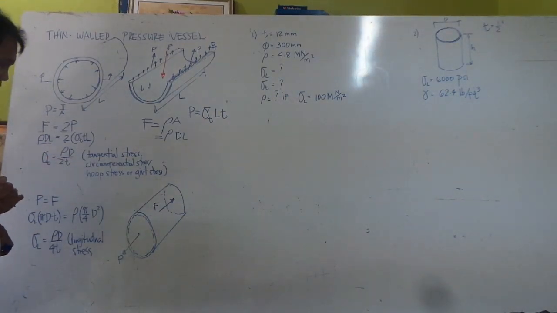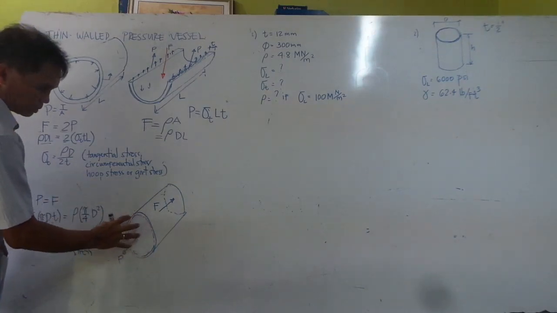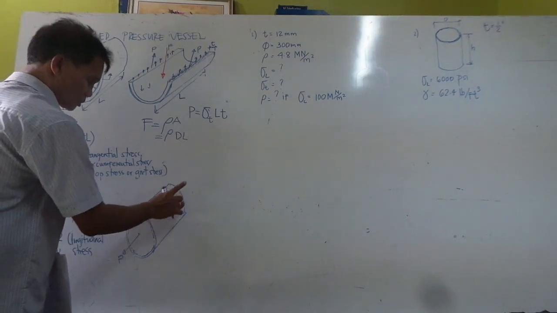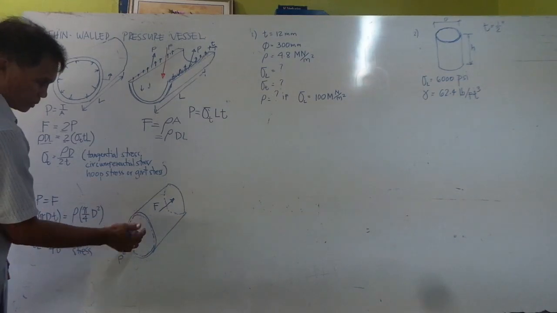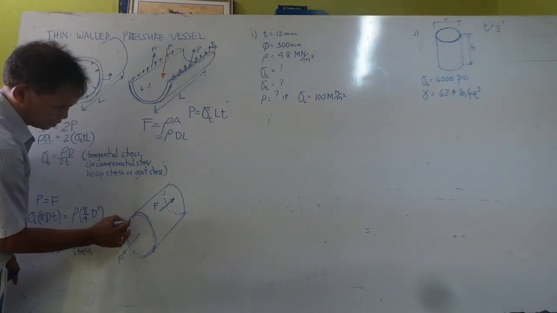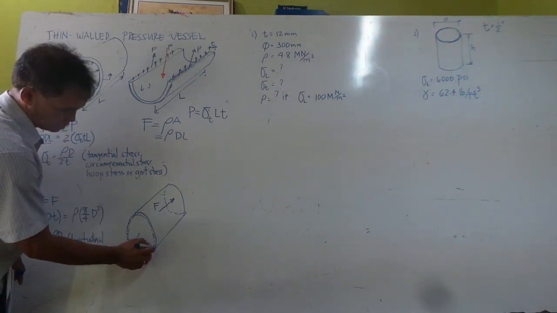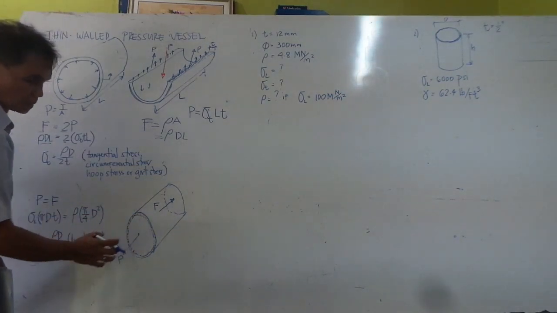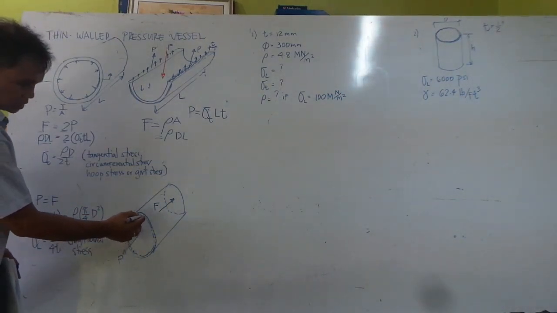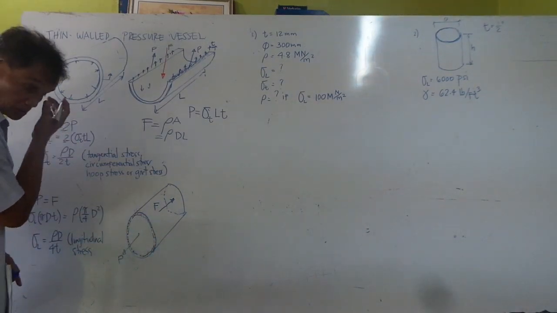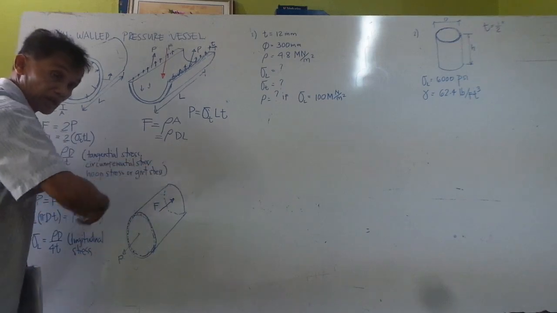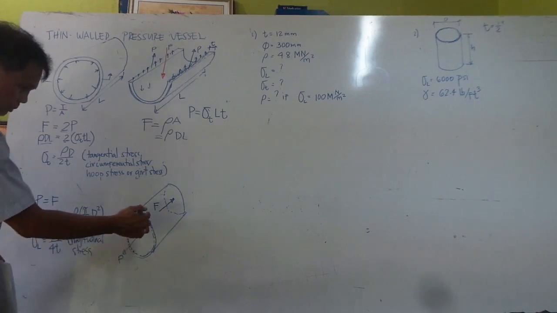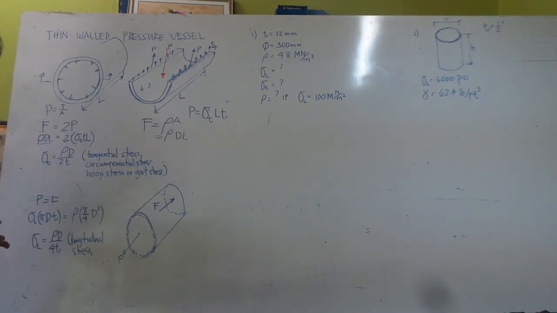Sometimes the vessel is covered. When this side is covered, there is pressure on the side, so the cover is held in place. These stresses are termed as longitudinal stresses because they act along the length. So F is equal to P.